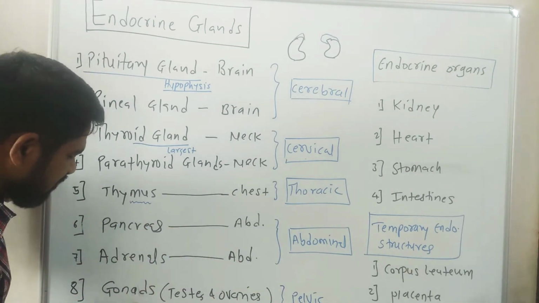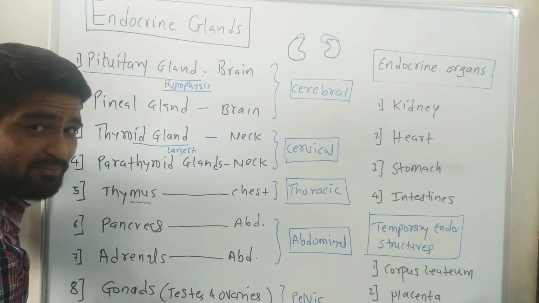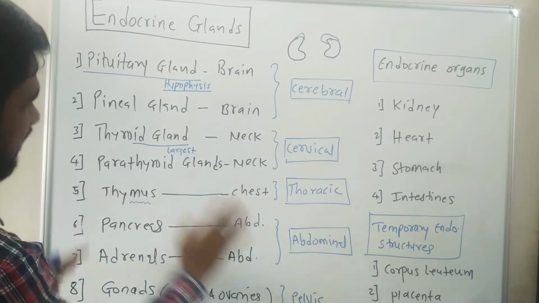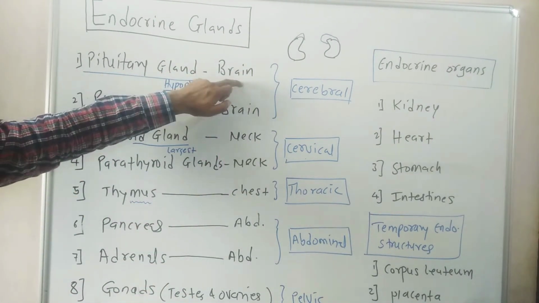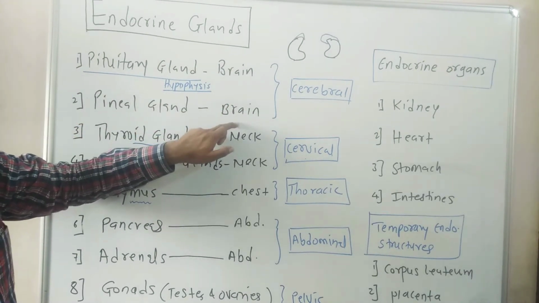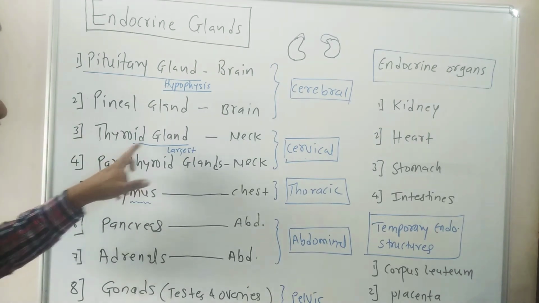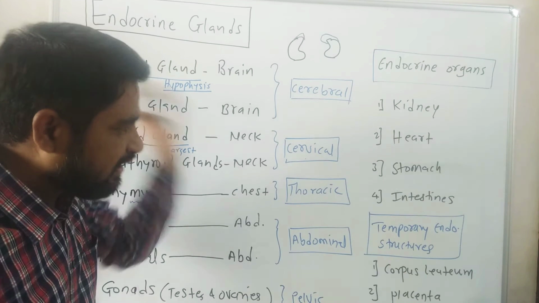And next are the gonads, testes and ovaries. Testes are in an extra-abdominal position, while ovaries are pelvic in position. So these are the important endocrine glands of the body. I am repeating again: the pituitary gland is located in the brain, and the pineal gland is also located in the brain. So these are called cerebral endocrine glands. Thyroid is in the neck, and parathyroid is also in the neck. This is called the cervical endocrine glands.